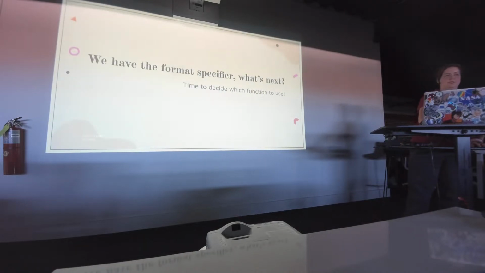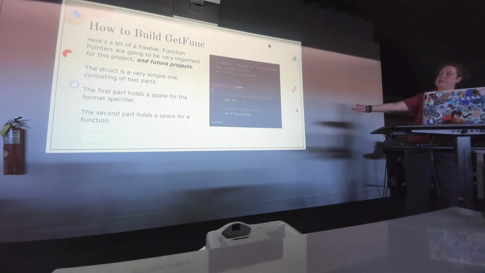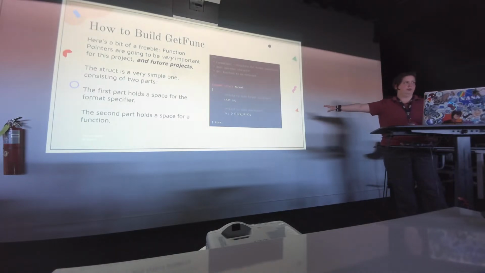All right, we have the format specifier, theoretically. What function do we use? This is how to build a get func. This is what I was just about to show you when I was showing you code. This is your struct. Are we familiar with structs? You guys were pretty confident about structs when I taught you last week.